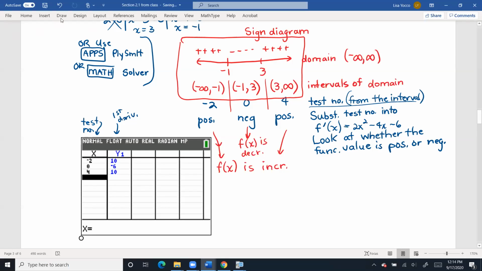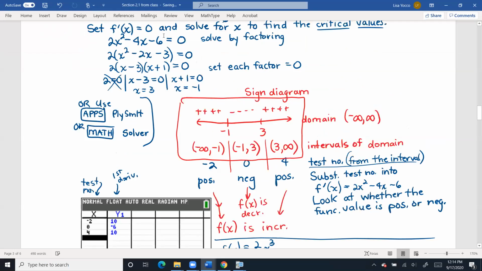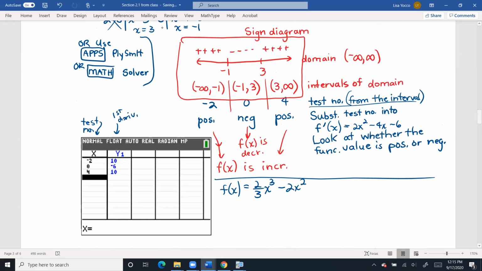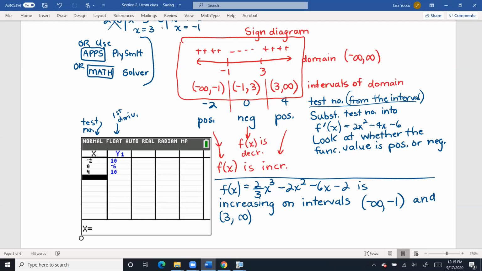The intervals, so let's write it up. My function, which was 2/3 x cubed, I've forgotten it now, minus 2x squared minus 6x minus 2. That's the function we're talking about. It is increasing on the intervals negative infinity to negative 1 and 3 to infinity, and it is decreasing on the interval -1 to 3. And remember that we're talking about an interval. That's not an ordered pair. That's the interval from -1 to 3.